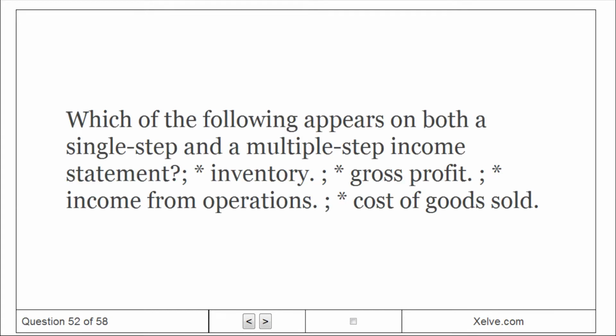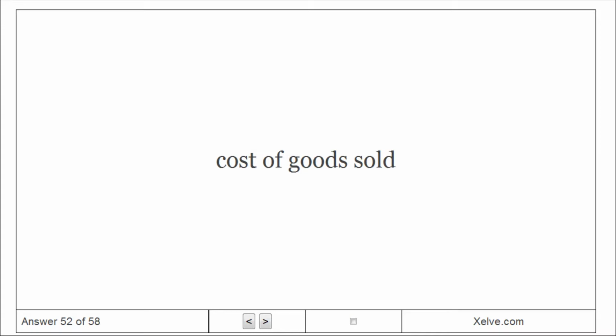Which of the following appears on both a single-step and a multiple-step income statement? Inventory, gross profit, income from operations, cost of goods sold. Answer: cost of goods sold.